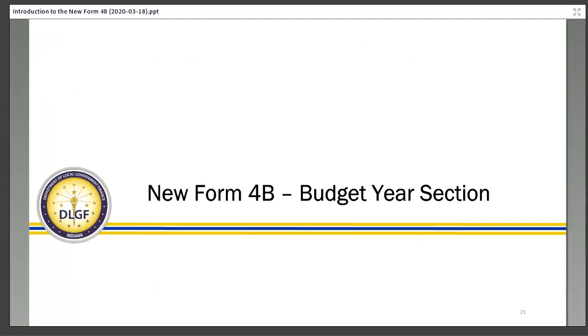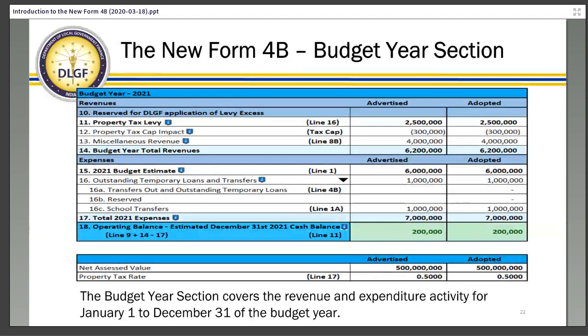Okay, so that's the current year section. Let's do the same type of examination on the budget year section. And so this is what the budget year section will look like. Again, starting with that dark blue bar at the top, we can see that this silo is identified as the budget year, and so we're looking at activity from January 1 through December 31st of 2021.